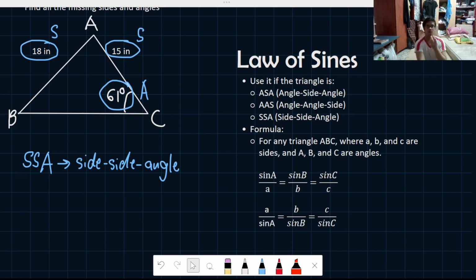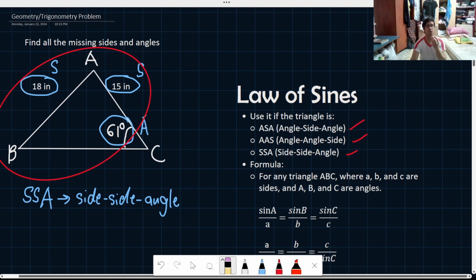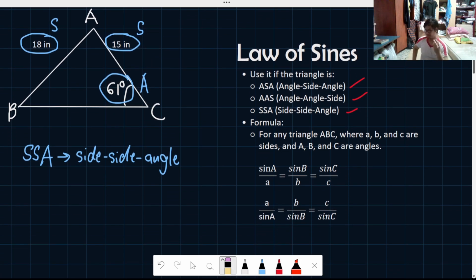Now, let's have a recall. When you say law of sines, you're going to use this if and only if you have a triangle that is in ASA form, basically angle-side-angle, or AAS form, basically angle-angle-side, or SSA form, which is side-side-angle, which is this triangle. This is an example of SSA form. Now, what's the formula? So let's just say we have triangle ABC.